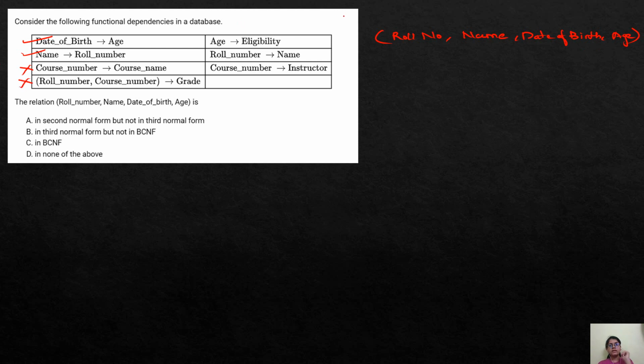Age is there, but eligibility is not in these attributes. No, it is not there. So that's why we will not consider this. Roll number and name is there. Yes, we will consider this. Course number and instructor: no, we will not take this because the attributes are already given, and for these attributes only we have to check the dependencies.